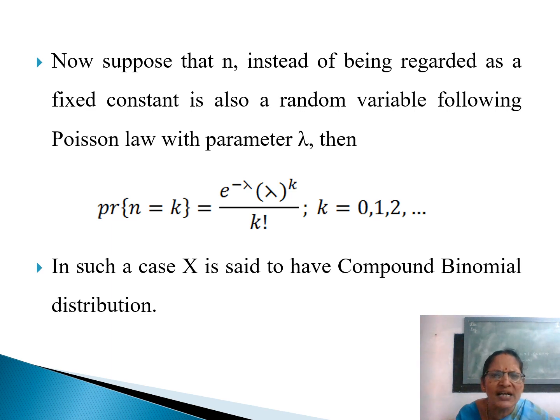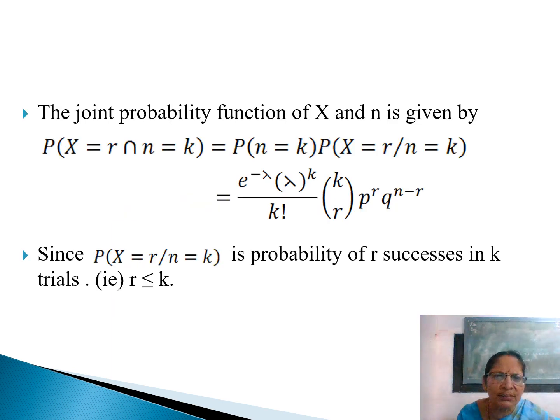Now suppose that n, instead of being regarded as a fixed constant, is also a random variable following Poisson law with the parameter lambda, then probability of n equal to k is defined as e power minus lambda, lambda power k by k factorial, k varies from 0, 1, 2, etc. In such a case, x is said to have compound binomial distribution.